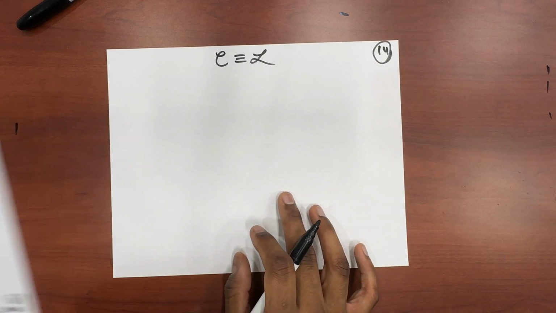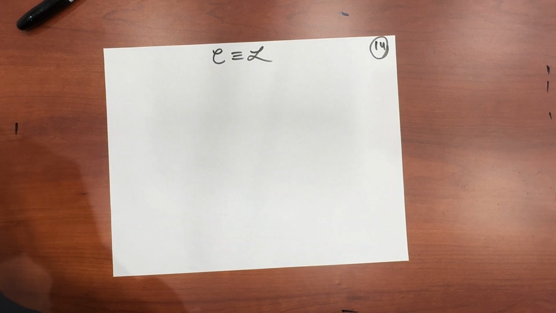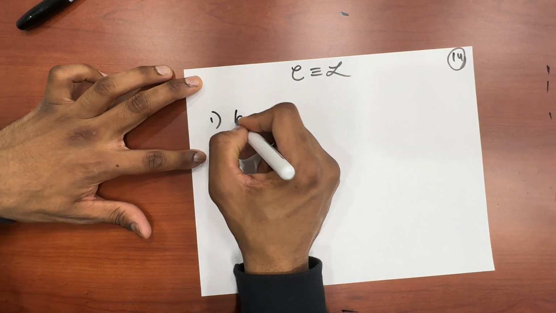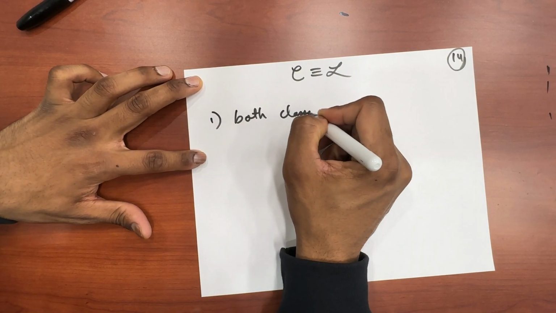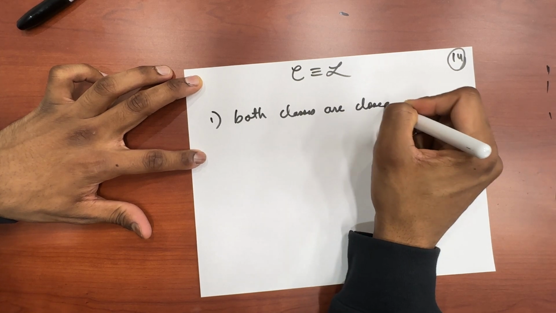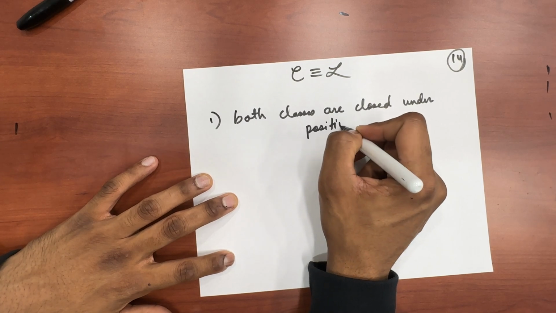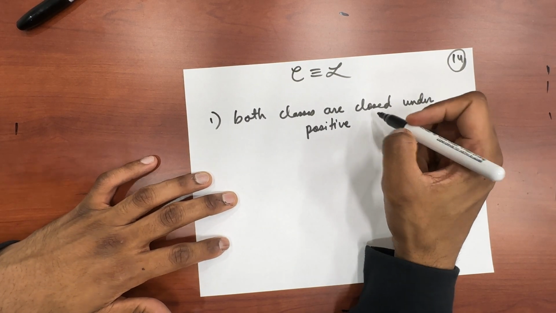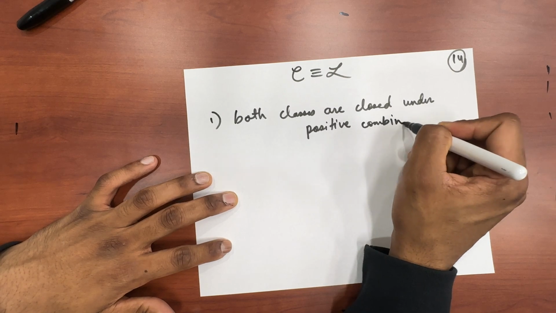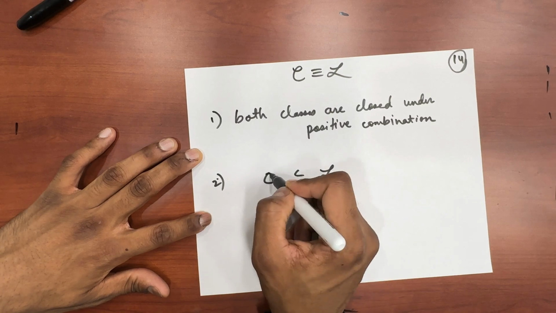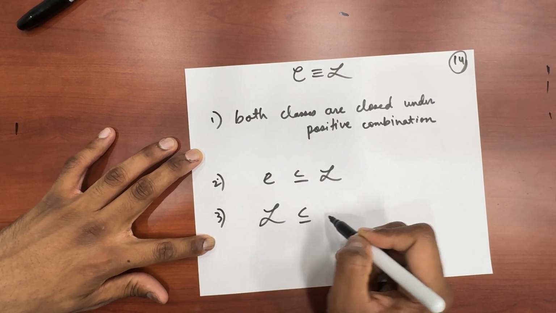We will prove that. To prove that, we need to go about it in three ways. Number 1 is that both classes are closed under positive combination, non-negative. I just want to make it easy to write. Number 2, C is a subset of L. Number 3, L is a subset of C.